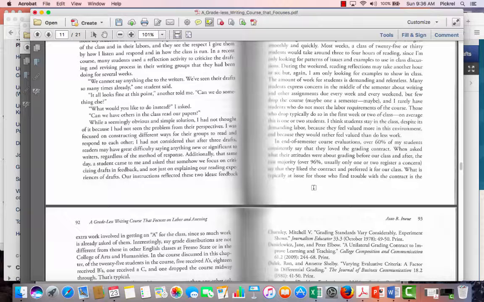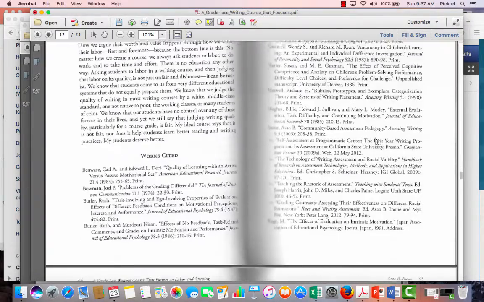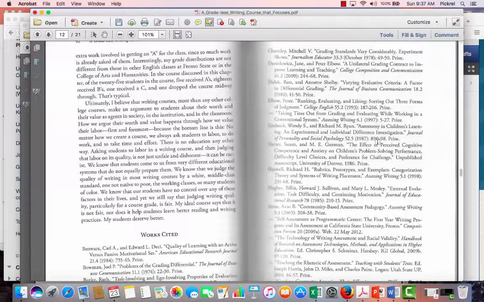process that he's proposing. Here, in end of semester course evaluations, over 60% of my students consistently say that they love the grading contract. When asked what their attitudes were about grading before our class and after, the majority, over 96%, usually only one or two register a concern, say that they like the contract and prefer it for our class. And so sometimes you'll see this sort of data in a table or chart. Here the author just uses it within the text itself, and there really aren't a lot of other visuals associated with this particular text.